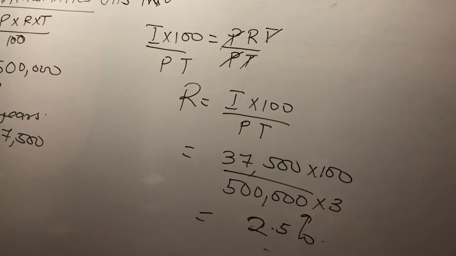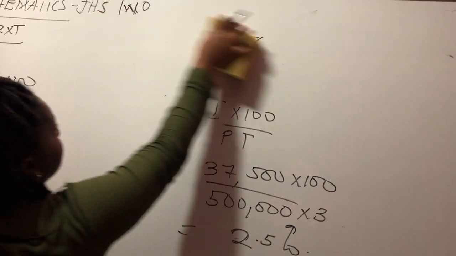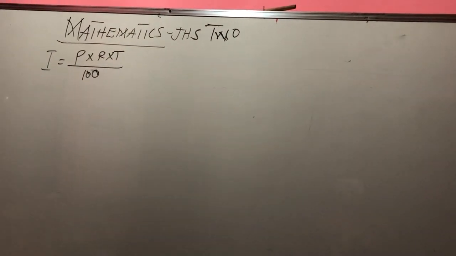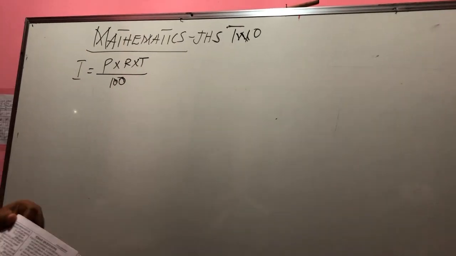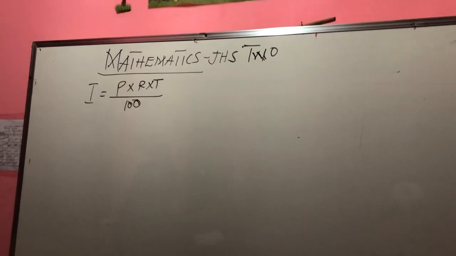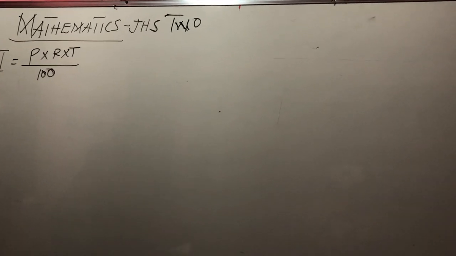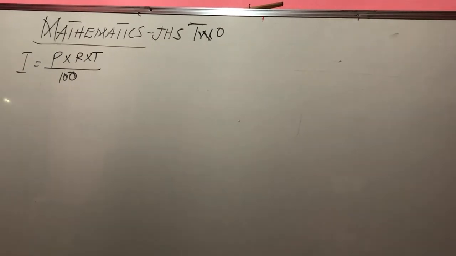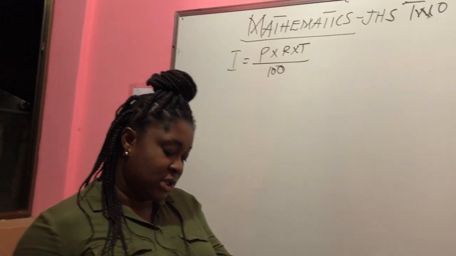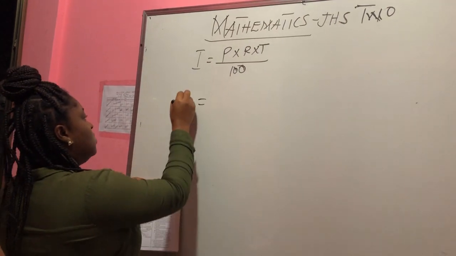Let me quickly pick question 11. Question 11 says a man invested 500,000 at 5% simple interest per annum for 2 years. Calculate the amount at the end of the year. Okay. Now the first thing we have to do, they're giving us the principal, but they've not given us the interest. So we have to find the interest, because the money that he invested is the principal. So our formula still holds.